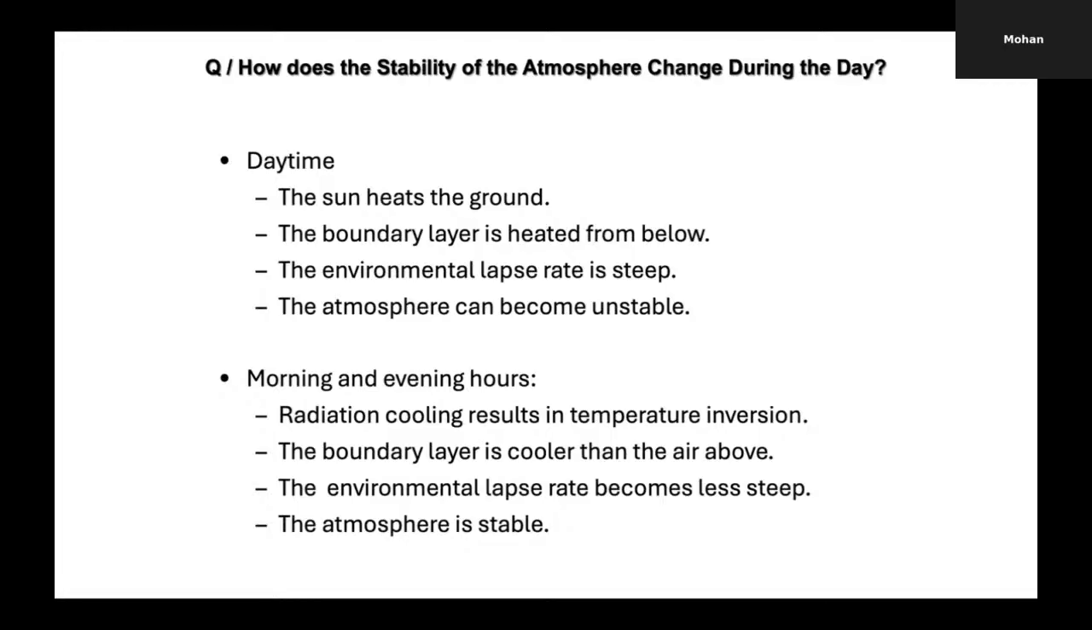Otherwise, in the morning and evening hours, with radiative cooling, the boundary layer is cooler. These are different processes during the day, a diurnal variability of atmospheric processes that also changes the stability condition. What I mean to say is that stability has its own oscillations. It can happen on diurnal scales, and it happens on much smaller scales. So different processes during the course of the day change the lapse rates, and they will change the stability of the atmosphere.